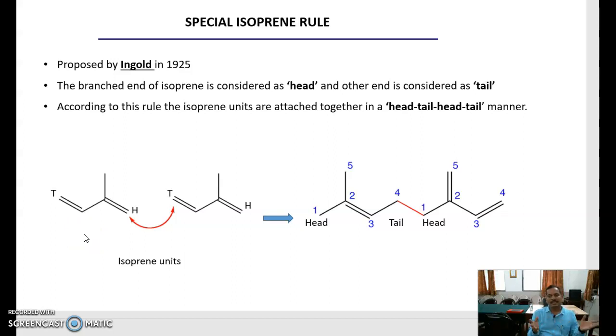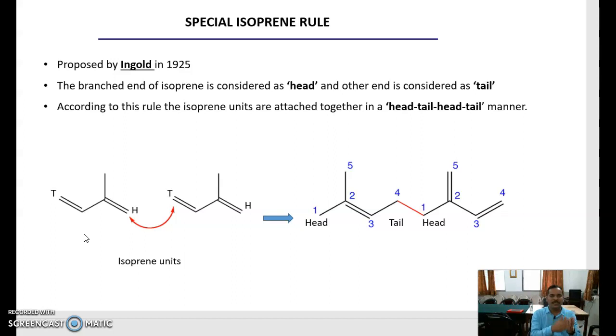As Wallach has said that all the terpenoids are made up of isoprene units, Ingold has given how these isoprene units are joined together with each other to form the terpenoids. So that is given by this special isoprene rule. Now if we see the isoprene unit, then the branch end of the isoprene unit is called the head and the other end is called the tail. So the head of one isoprene unit will form a bond with the tail of another isoprene unit. Similarly, the tail of one isoprene unit will form a bond with the head of another isoprene unit.